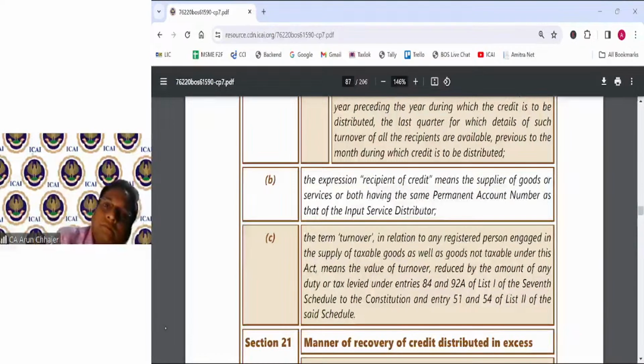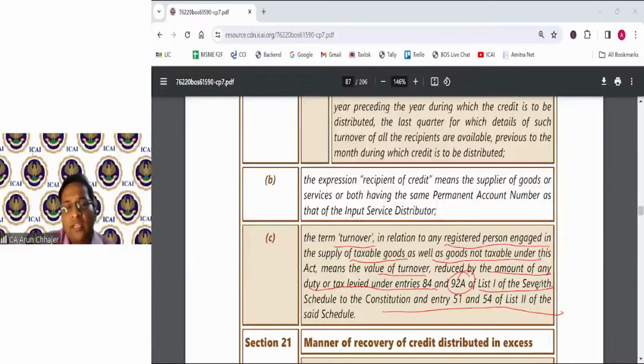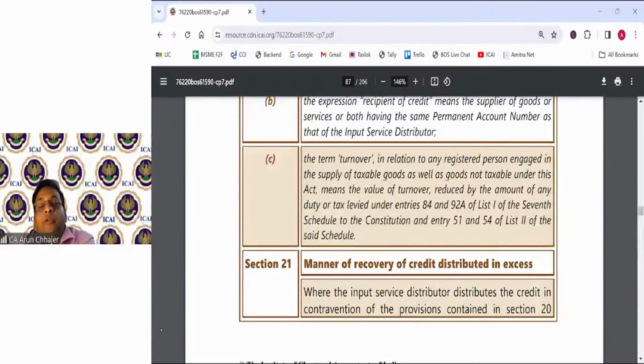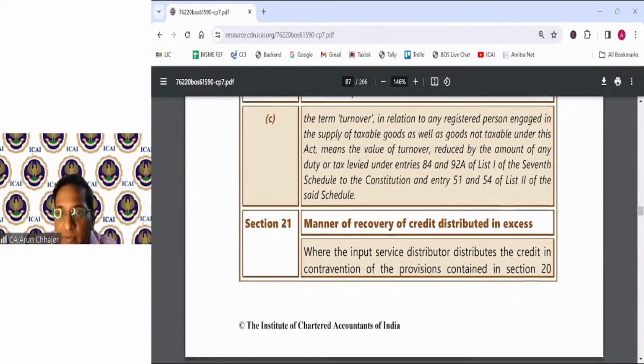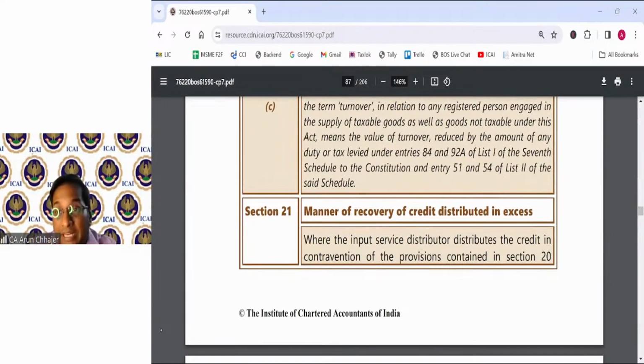The term turnover in relation to any registered person engaged in the supply of taxable goods as well as goods not taxable under this Act means the value of the turnover reduced by the amount of any duties or taxes levied under entry 84, 92A of list 1 of the 7th schedule, entry 51 and 54 of list 2 of the schedule. So that we will discuss in the practical aspect in the analysis part. Basically, they are saying that in the turnover, we will not count the turnover on which excise duty is leviable, like alcoholic liquor for human consumption, petrol, etc.